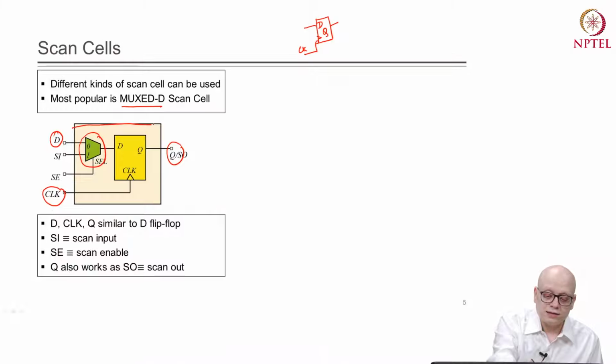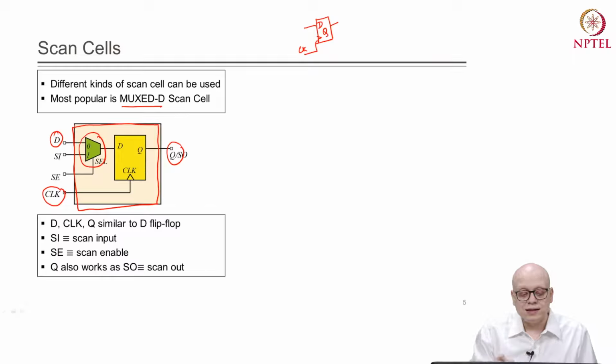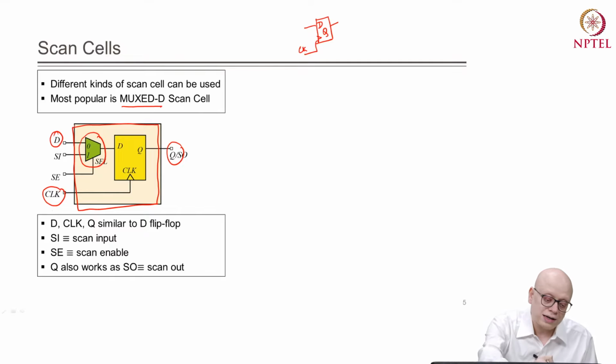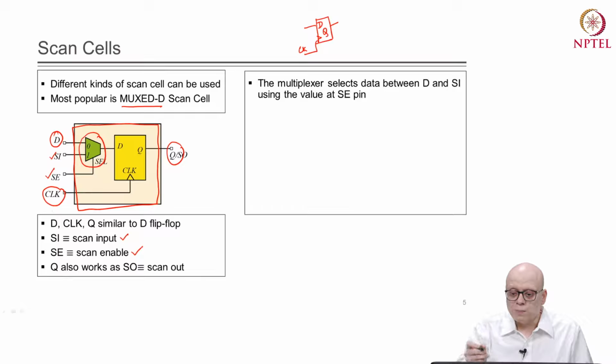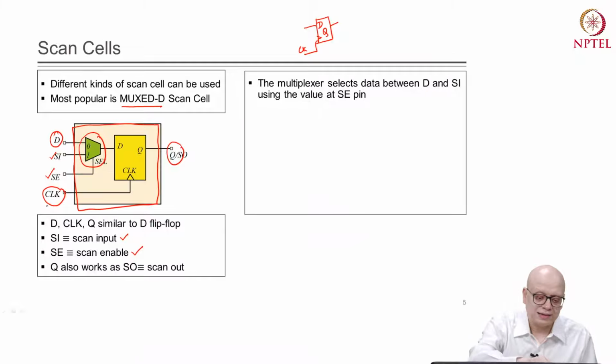So, this is the figure of the mux-D scan cell. In this mux-D scan cell, these 3 pins are similar to the D flip-flop. However, it has extra pins Si and Se. Si stands for scan input and Se stands for scan enable, right. Now, what is the functionality of this scan cell? The multiplexer selects data between D and Si using the scan enable pin, right.